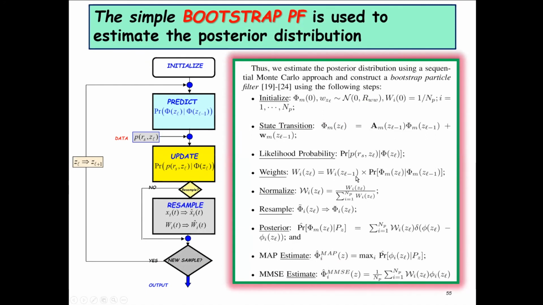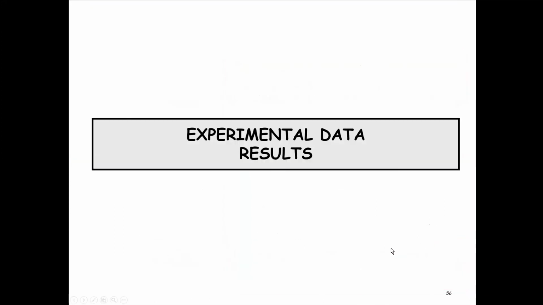We go through the same steps. We use the likelihood probability. In this case, I think I assumed it was Gaussian. Normalize the weights, resample, now you know what those things are, and then estimate the posterior distribution. Then we can get the MAP estimate from the loaf of bread, or you can just sum over the weights, and that'll give you the minimum mean squared error, or conditional mean estimate. So it's pretty powerful once you've got that.